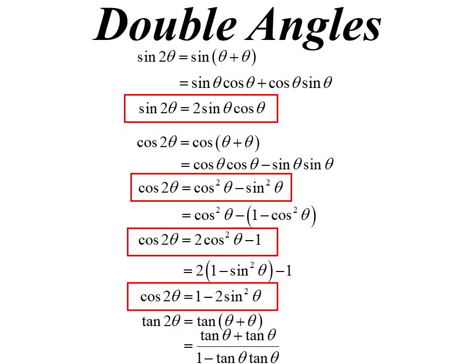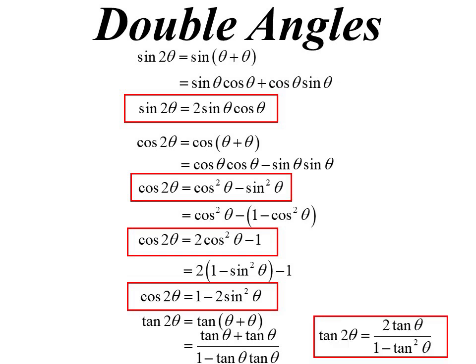Now let's create one for tan. The tan was tan plus tan on 1 minus tan tan. Top of the fraction will simplify because I can add those, and the bottom we can do something with as well, and there we get it: 2 tan theta on 1 minus tan squared theta. So there are our double angle results.